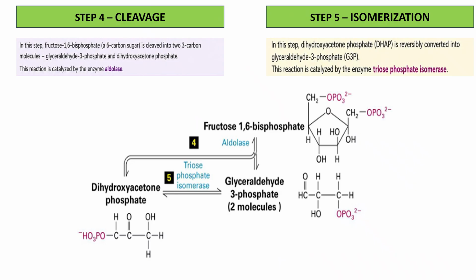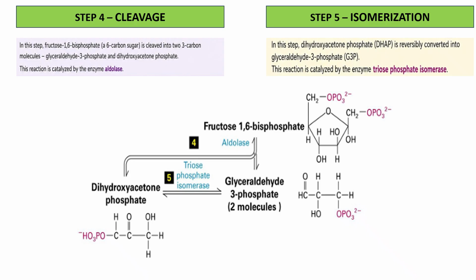Step 4. Cleavage of fructose 1,6-bisphosphate. The fourth step of glycolysis is a cleavage reaction where the 6-carbon molecule fructose 1,6-bisphosphate is split into two 3-carbon molecules. The enzyme aldolase catalyzes this reaction. The molecule is cleaved between the C3 and C4 carbon atoms, producing glyceraldehyde 3-phosphate and dihydroxyacetone phosphate.